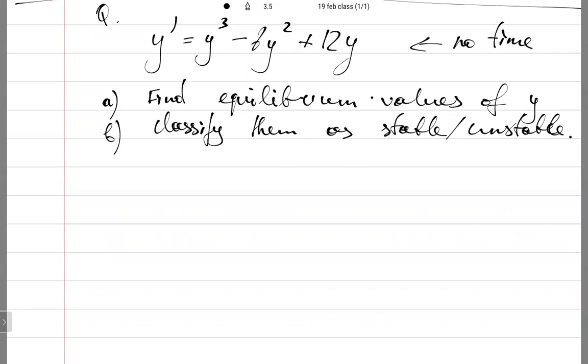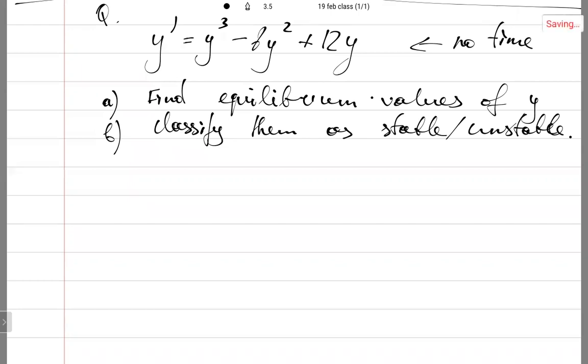So first question, the problem is clear. So the first question is about what we are searching for. The next question is how to search for equilibrium values, or how to check stability. But first, is everything okay with the text of the problem? Yeah. Everything okay? Okay, so let's solve it.